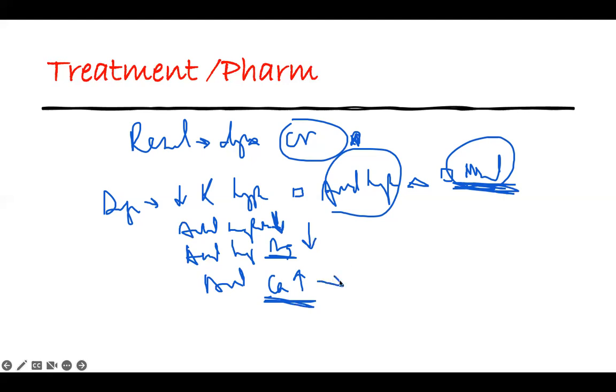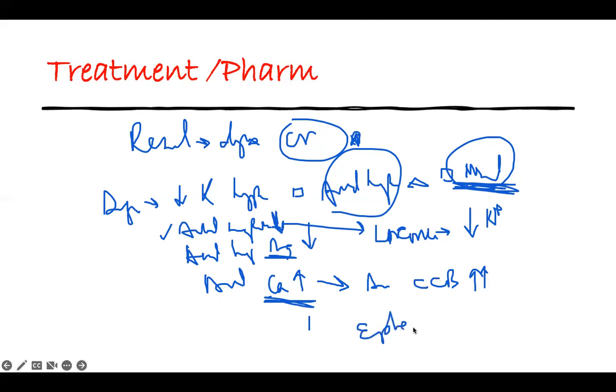Because of this, avoid calcium channel blockers, because calcium channel blockers will make your what? Calcium high. They should also avoid this. There's a substance that will decrease your potassium. Licorice. This decreases your potassium, and that will worsen digoxin toxicity. And finally, avoid ephedrine.